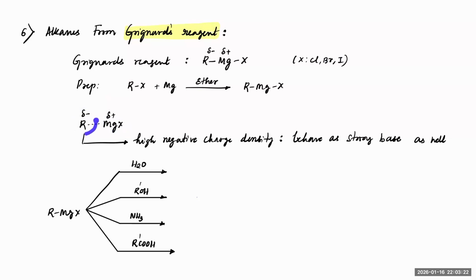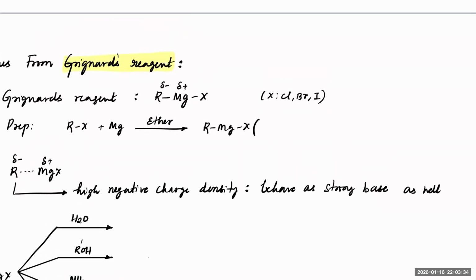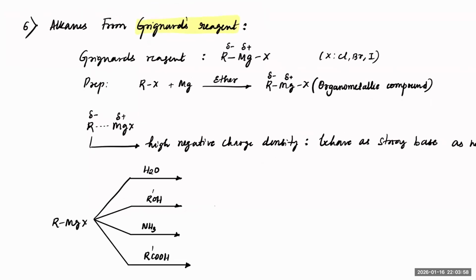And here R minus, although it is a covalent compound, correct? But there is very high charge on R and MgX. So in the case of RMgX, you will have very high delta negative, very high delta positive charge here. Since it is a bond between carbon and a metal, these are called organometallic compounds. This is organometallic compounds.